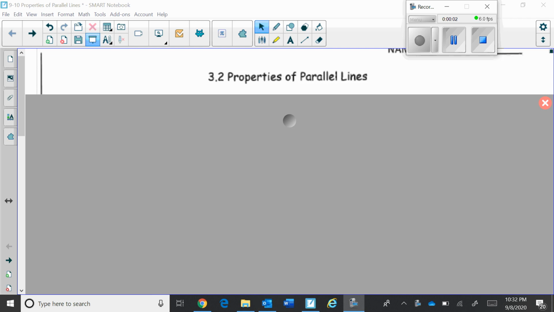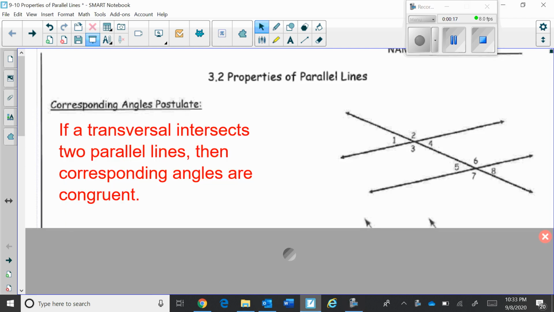Hey guys, so we are looking into the properties of parallel lines. Tuesday we looked at the different types of angles. Now we're looking at the relationship in their angles. So this is like the second half, the second major portion of this unit. Right off the bat, we're going to get into corresponding angles. If you need to, go ahead and pause this and write this down, and then we'll talk about it.